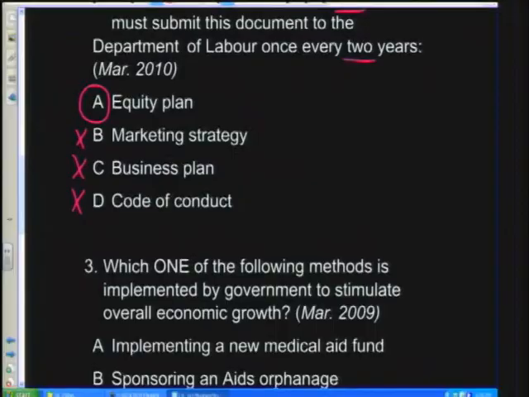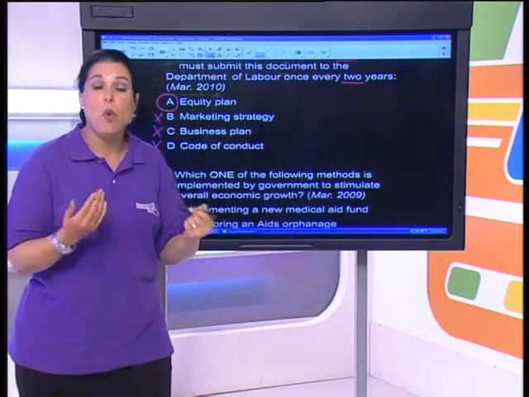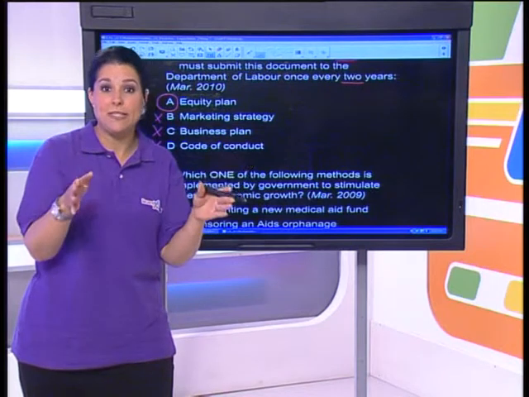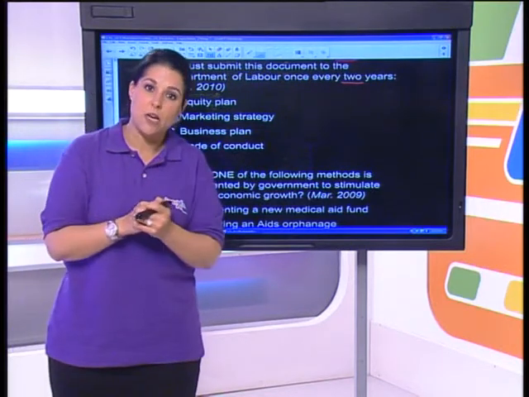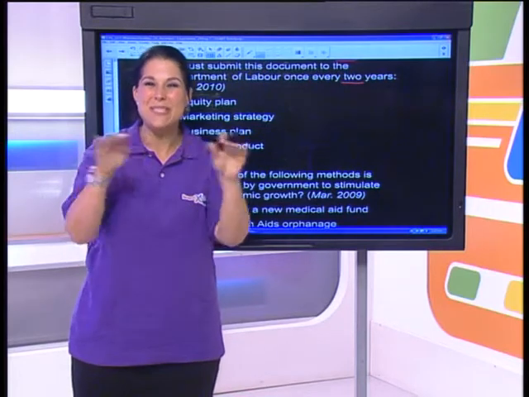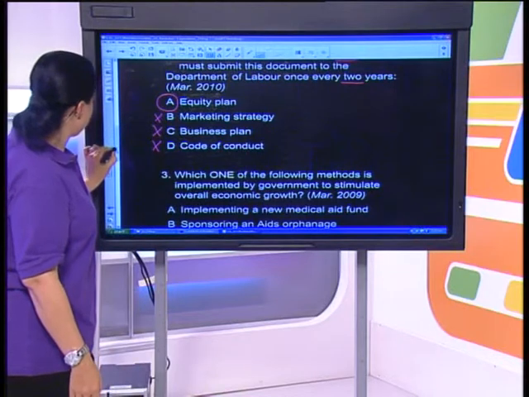Leaves me with my equity plan. Do you remember we spoke about the equity plan? For companies that employ more than 50 people, we need to actually show the Department of Labor how we enforce our BEE. And that we show them in our equity plan. Equity means equal.